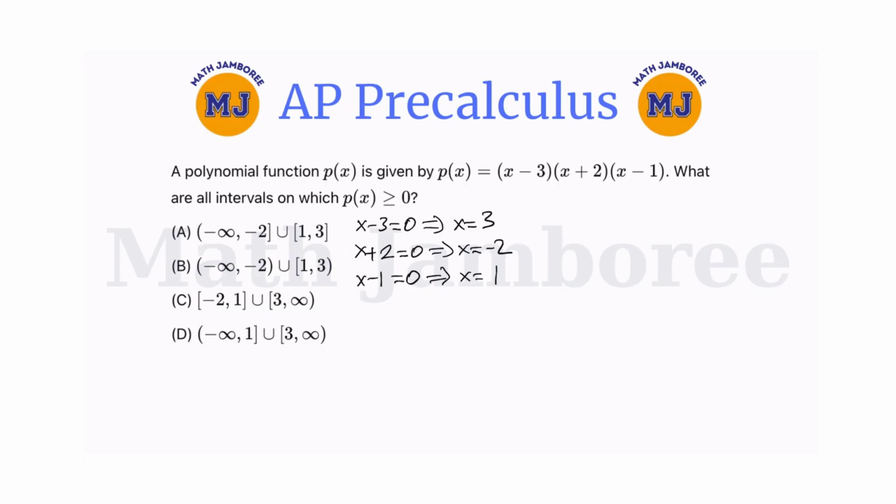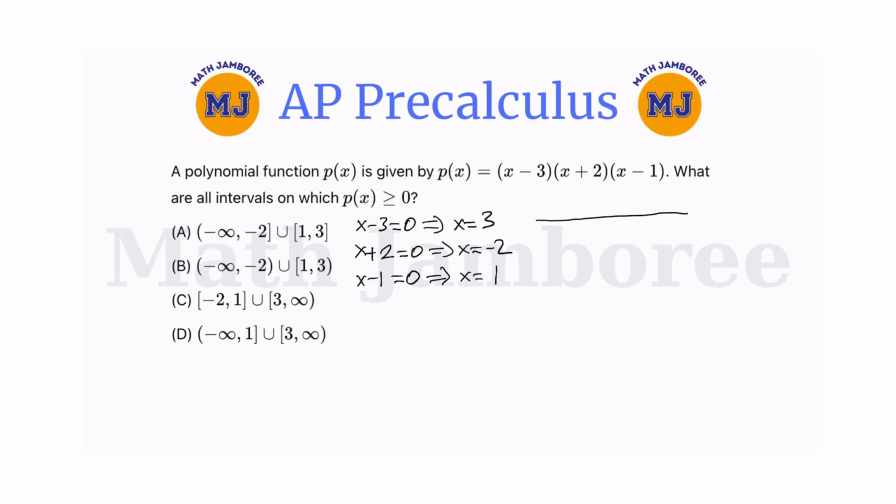And you've been asked to find where it's greater than or equal to 0, so we will include these points. Next, we need to analyze the sign of p of x over the intervals created by these roots. Our roots divide the real number line into 4 intervals.